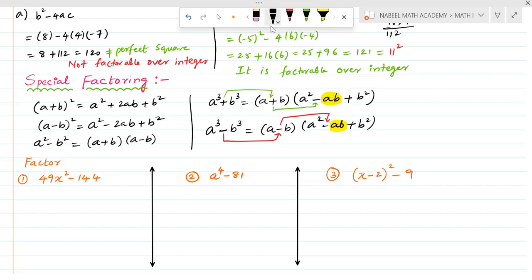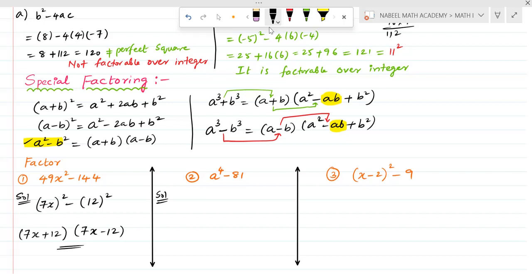Now the first one, it is of the format a square minus b square. It is of this format, clear? So I can write it as 7x whole square minus 12 whole square. So I can easily use this rule. So what is this rule here? We have one plus, one minus. So I write it here 7x plus 12 and 7x minus 12. That's it. This is the factor. So if you remember the formula, it will be very easy.